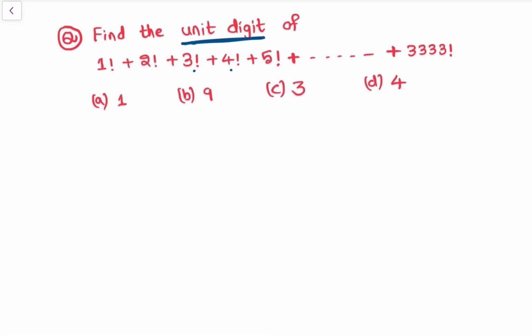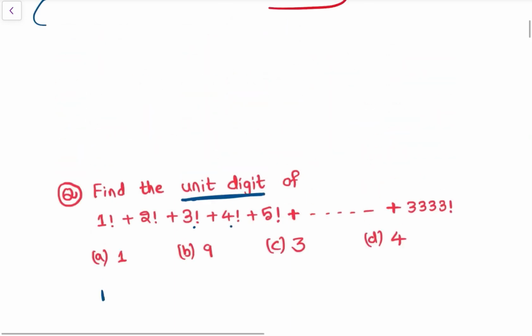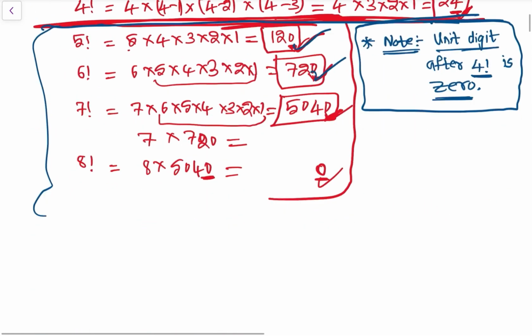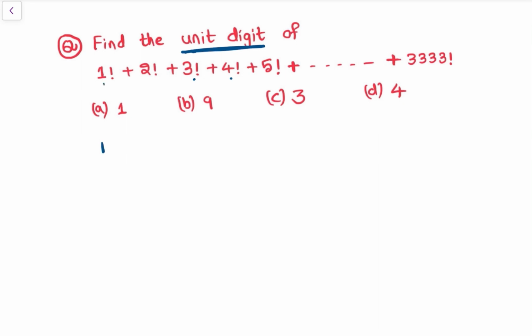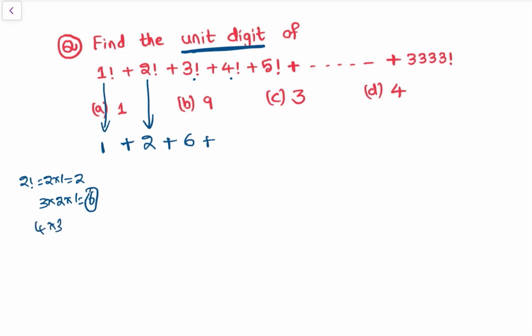So unit digit we need to find out. So 1 factorial, we know 1 factorial is 1. Then 2 factorial is 2 into 1, that is 2. Plus 3 factorial is 3 into 2 into 1. So that is 6. Then 4 factorial is 4 into 3 into 2 into 1. So 6 into 4, that is 24. So 4 factorial is 24.